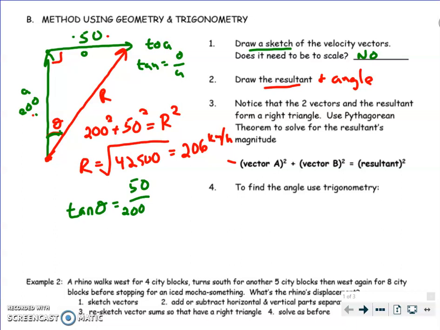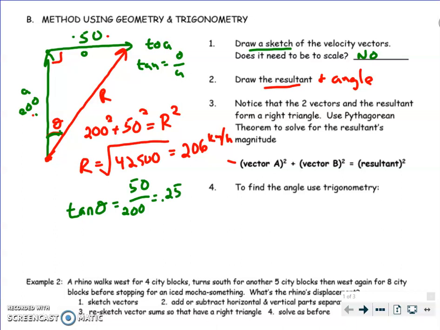Now on your calculator, you've got to make sure you're in degree mode. You might be in radian mode from math class. So change to degree mode right now because I want you to work this out, because a lot of students aren't quite sure what buttons to press on their calculator. So first of all, take 50 divided by 200. That's 0.25. Now that's not an angle. The tangent of the angle is 0.25.